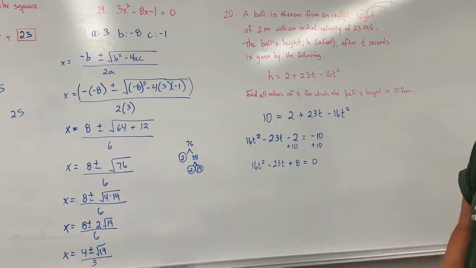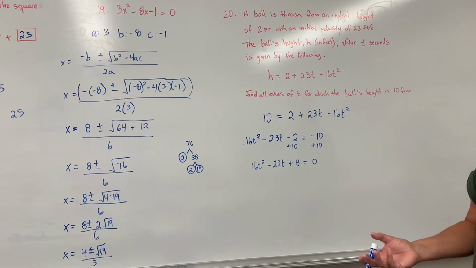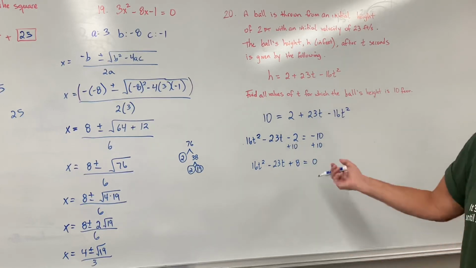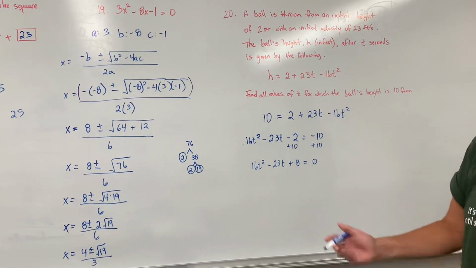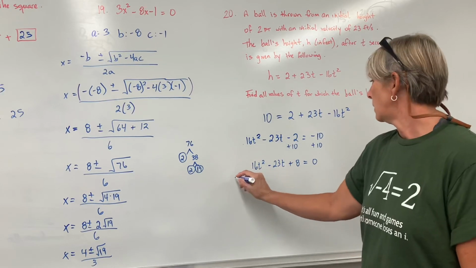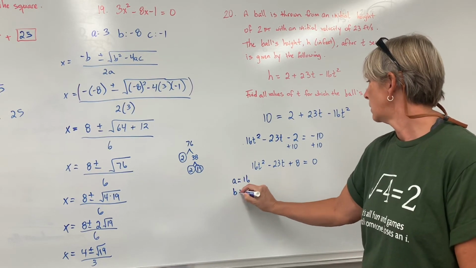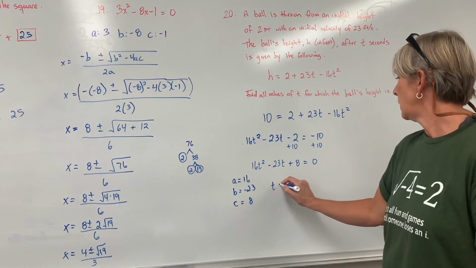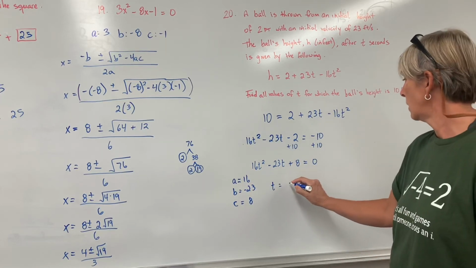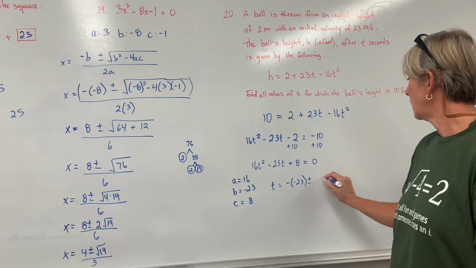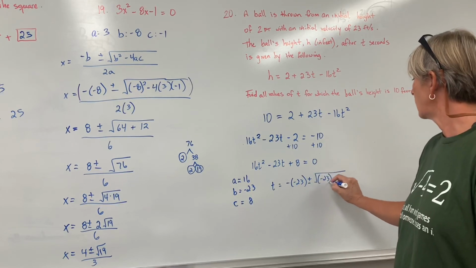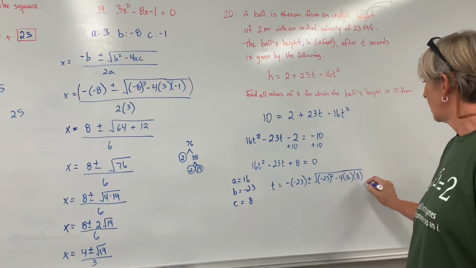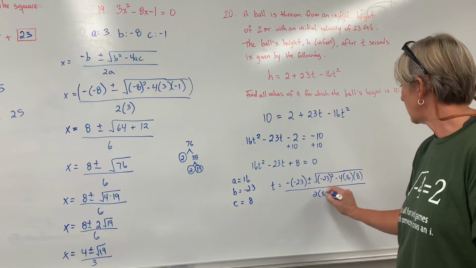Now in this question, they tell you that you can round this as a decimal. So you don't have to go as far as that other question was. You can plug it into the calculator once you get to a certain point. So in this case, my A is 16, my B is negative 23, my C is 8. So I'm going to go t equals negative 23 plus or minus the square root of negative 23 squared minus 4 times 16 times 8 all over 2 times 16.